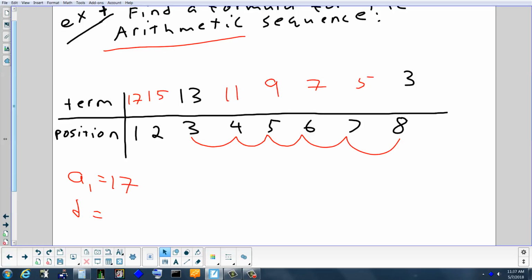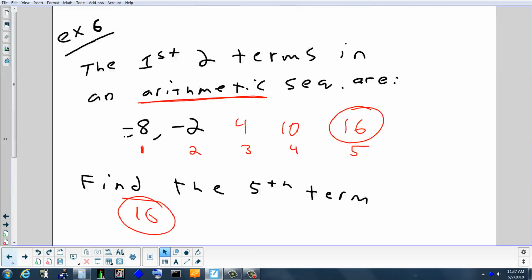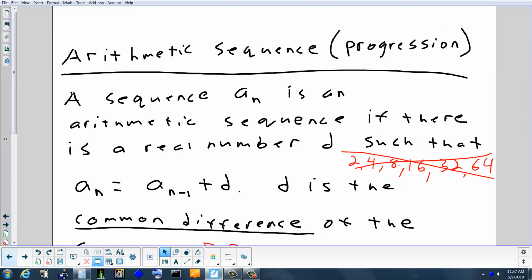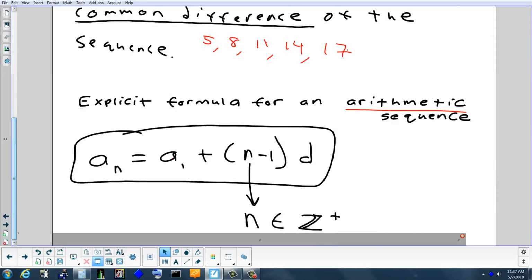All right, so we got the first term. What's my common difference here? 2. Well, remember, to find the common difference, take a term and subtract the one before it. -2. Oh, yeah. Okay, if you have a sequence that's going down, that's a negative. All right. So be careful when you plug in, because that number is now going to be a negative. Okay, and when you distribute it, you're going to have a negative times a negative.